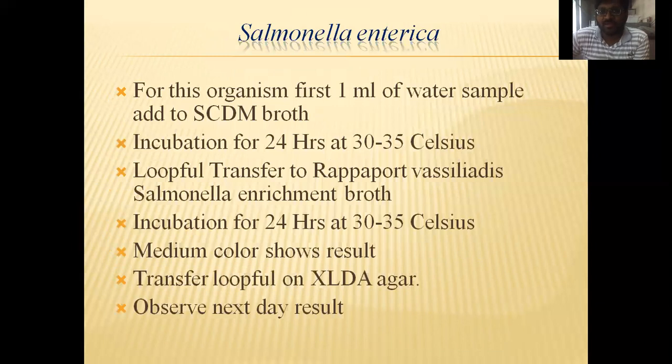Fourth one, Salmonella enterica. For this organism, you have to add the same 1 ml of the water sample to the SCDM broth. You have to incubate for 24 hours at 30 to 35 degrees Celsius. Second day, you have to transfer a loopful to the Rappaport Vassiliadis Salmonella enrichment broth. This is a blue colored specified broth, specialized differential media for the Salmonella. Then you have to incubate for 24 hours at 30 to 35 degrees Celsius. On the next day, the medium color shows the result indication. If your media is darker blue, that indicates your Salmonella is growing.